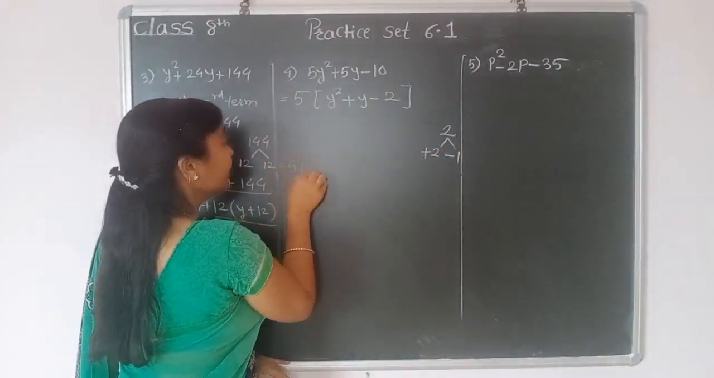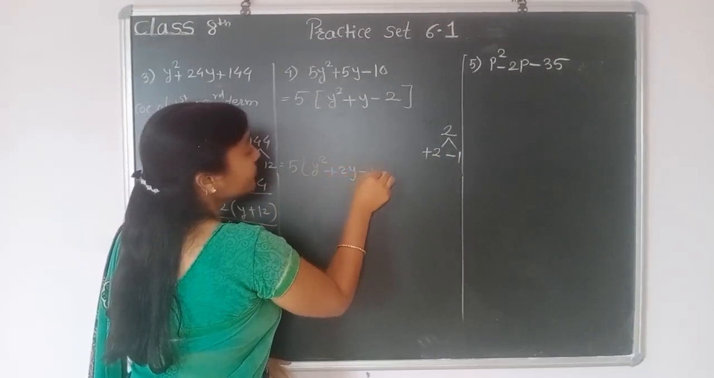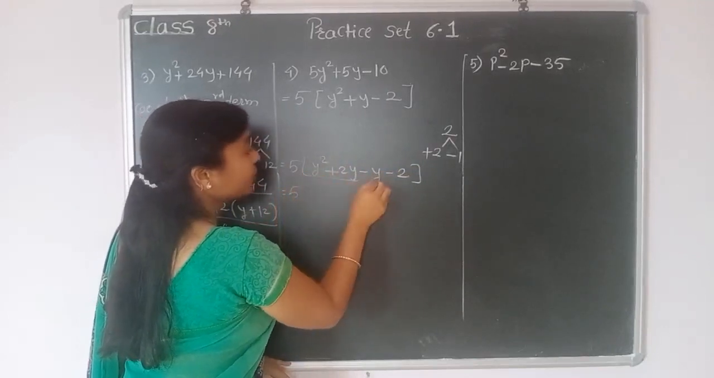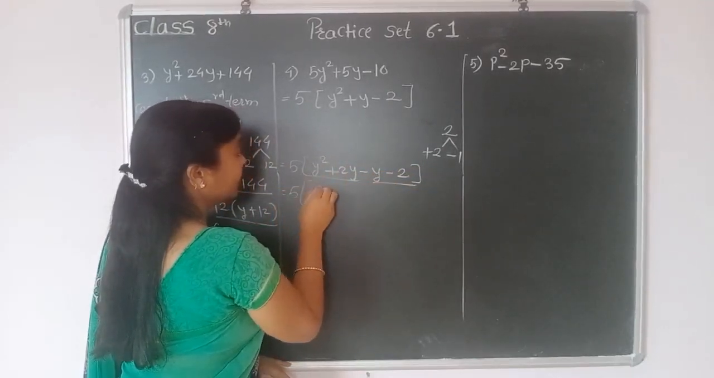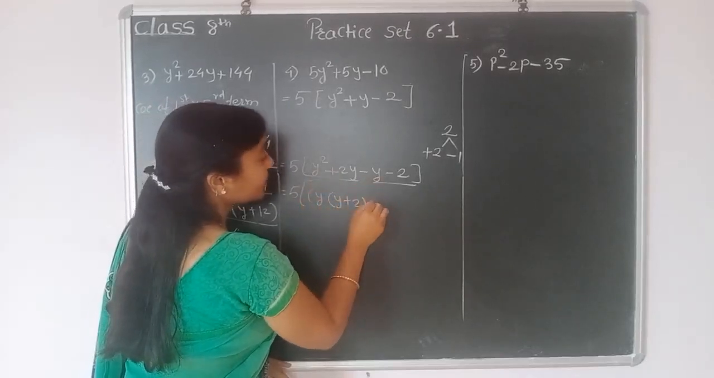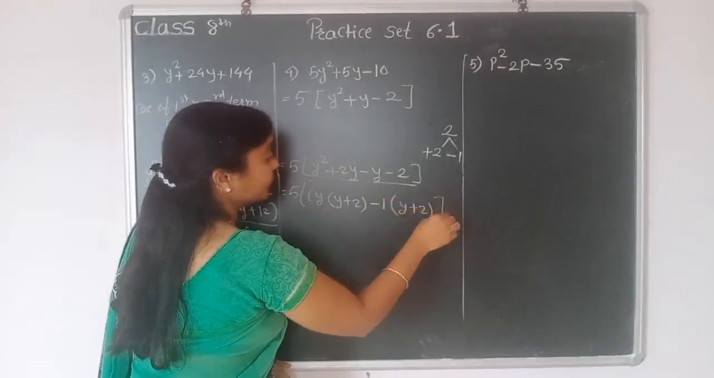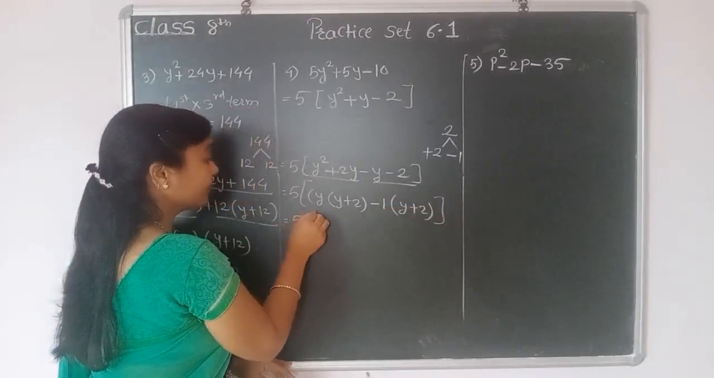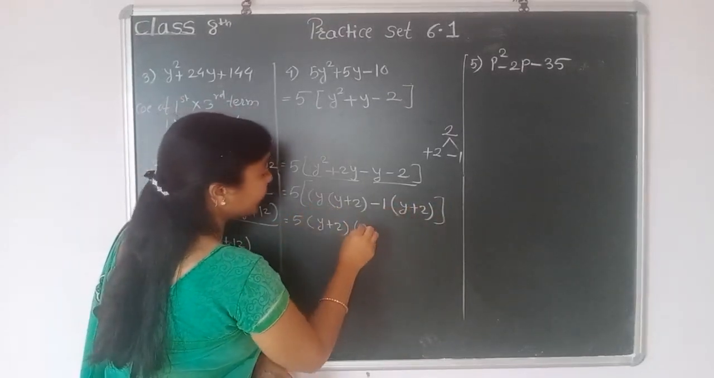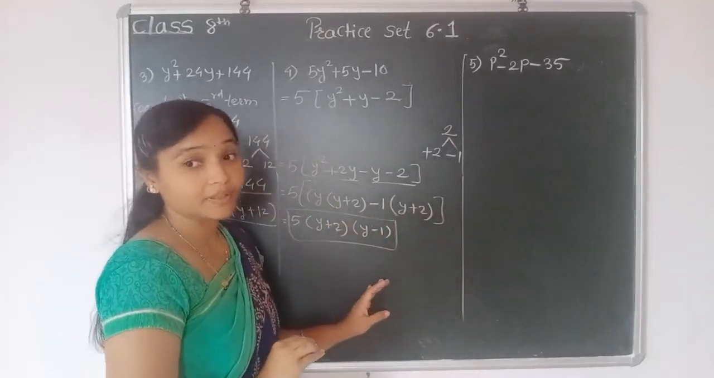Then 5 in bracket, y square plus 2y minus y minus 2, 5 taking common. Here y is common, in the bracket y plus 2. Here minus 1 is common, y plus 2. Then 5 in bracket y plus 2 and another bracket y minus 1. These are the factors of the given trinomial.